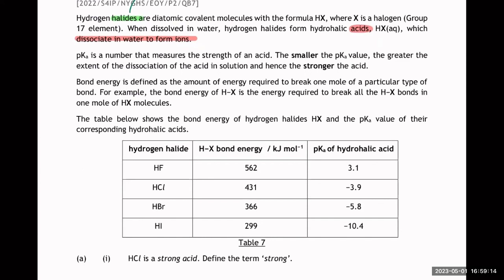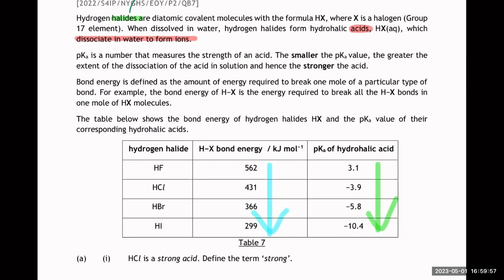What is the trend between bond energy and the pKa values? Is there a relationship there? From F to Cl to Br to iodide, the bond energy decreases from 562 all the way down to 299. Correct? So as this decreases, pKa also decreases, right? Do we see a relationship here?